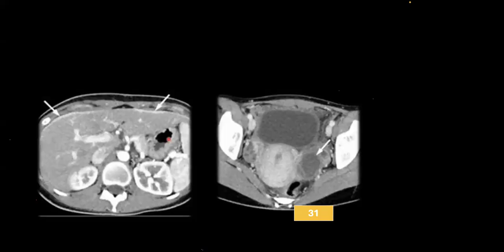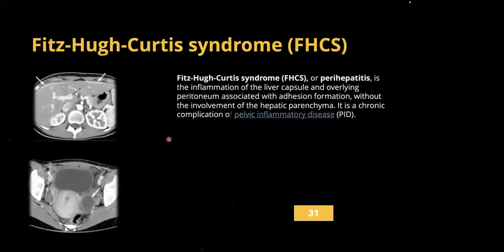Yeah, most of you got this correct. It is a syndrome called Fitz-Hugh-Curtis syndrome. Okay, what is it? It is also known as perihepatitis, right? And in what conditions do we get this pathology? What is most commonly associated with this? It is secondary to pelvic inflammatory disease. There is inflammation of the liver capsule and the overlying peritoneum with adhesion formation.